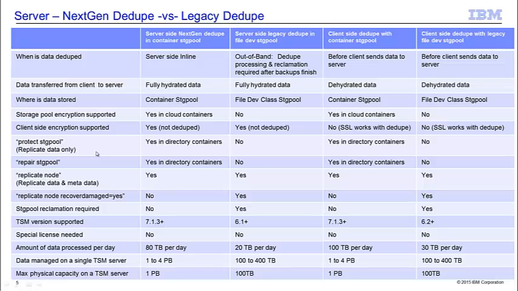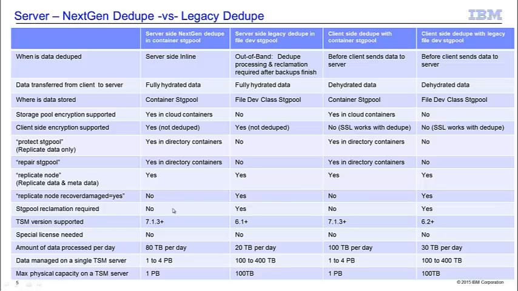So Protect Storage Pool is only supported for directory containers, and then the command that goes with Protect Storage Pool is Repair Storage Pool, and that allows us to repair damaged storage pools which are directory containers. Replicate node is supported with all types of deduplication, but replicate node recover damaged equals yes is only supported for server-side legacy dedupe or client-side legacy dedupe going out to the file device class storage pools.